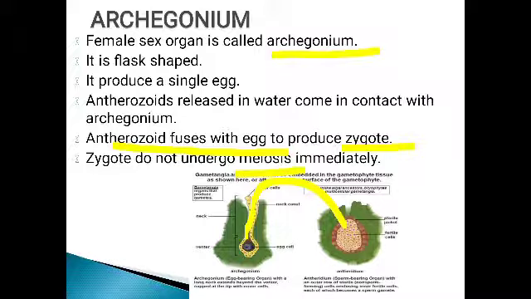Even in our body, when male gametes and female gametes are produced, our diploid cell will undergo meiosis and produce haploid gametes. So gametes will have a haploid chromosome number, that is only one set of chromosomes. Here the zygote is diploid in nature and the zygote will not undergo meiosis immediately.